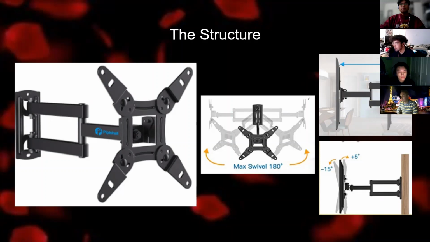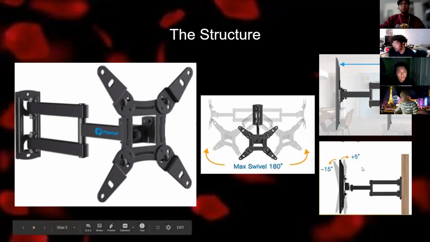The thin plate that holds the TV can also be angled up and down for glare purposes, as seen in the figure on the bottom right. And I'll pass it on to Gabe for the objective.